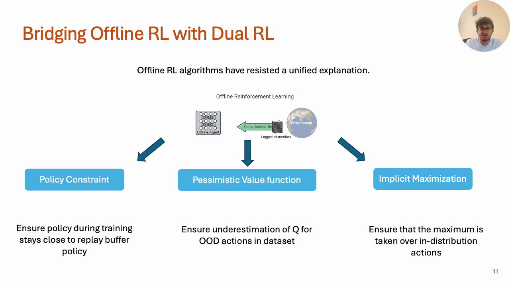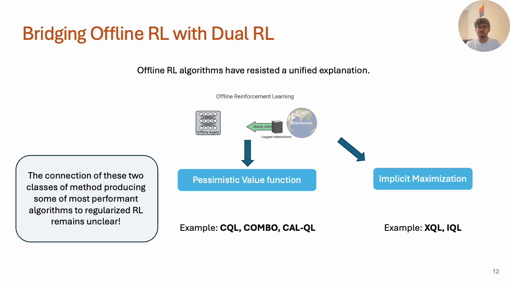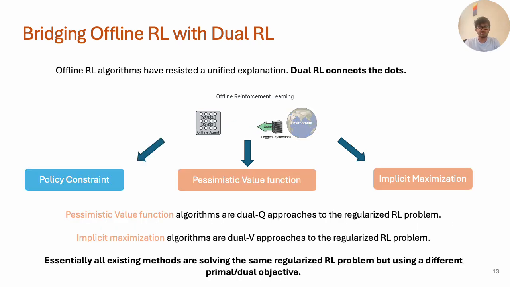Recently, the pessimistic value functions and implicit maximization methods have dominated the class of performant offline RL algorithms. Pessimistic value functions promise a lower bound on the Q function, whereas implicit maximization selects actions within the observed actions to maximize the Q values, and have been motivated as roughly support regularization methods for offline RL. But it is not clear how these two classes of methods relate to regularized RL or if there is any connection at all. Dual RL helps us connect the dots. We show that existing pessimistic value function algorithms are dual Q methods and existing implicit maximization algorithms are dual V methods. Eventually, they are all really solving towards the same solution using different objectives.